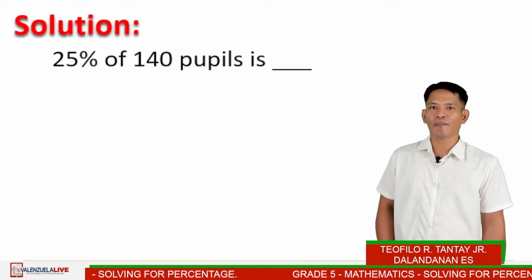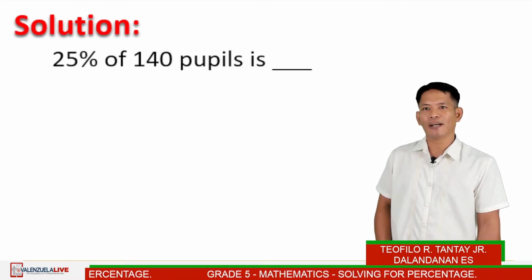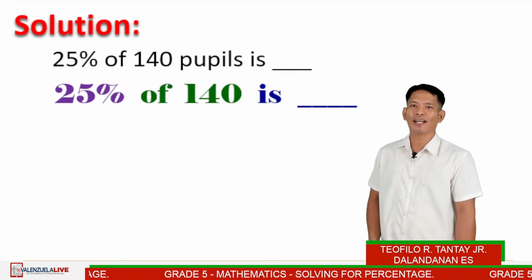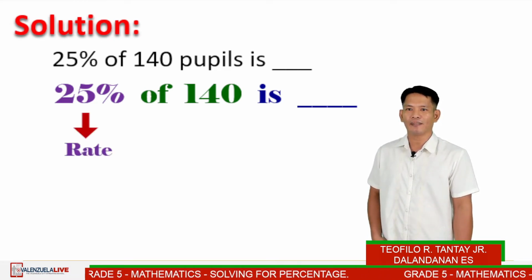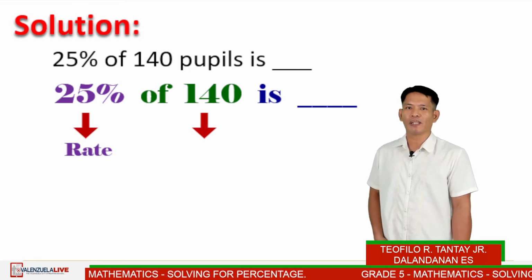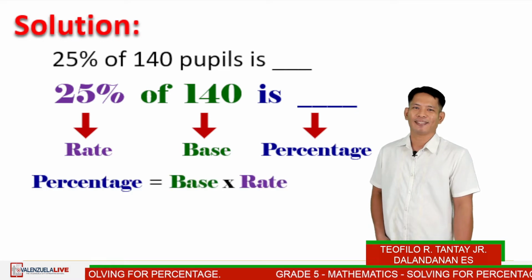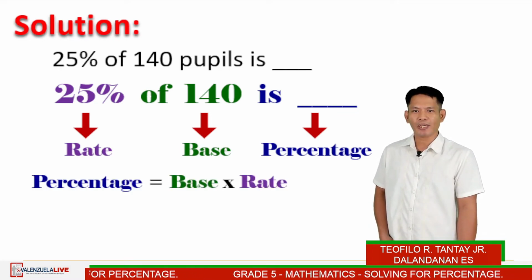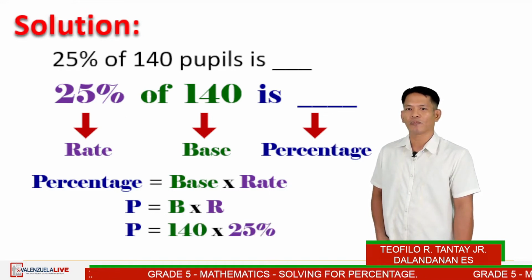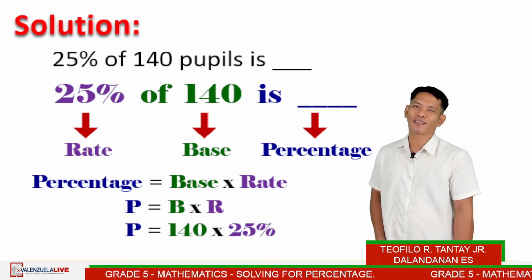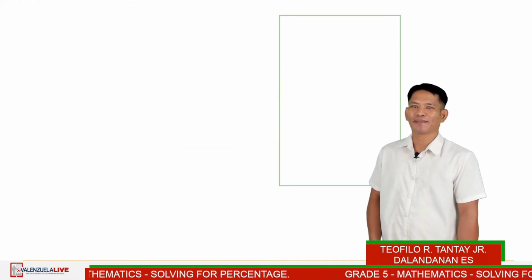Let's solve. 25% of 140 pupils is blank. We can write this also as 25% of 140 is blank. 25% represents the rate, 140 is the base, and the missing element is the percentage. Applying the formula, we have P is equal to B times R, or base times rate, wherein base is equal to 140 and the rate is 25%.